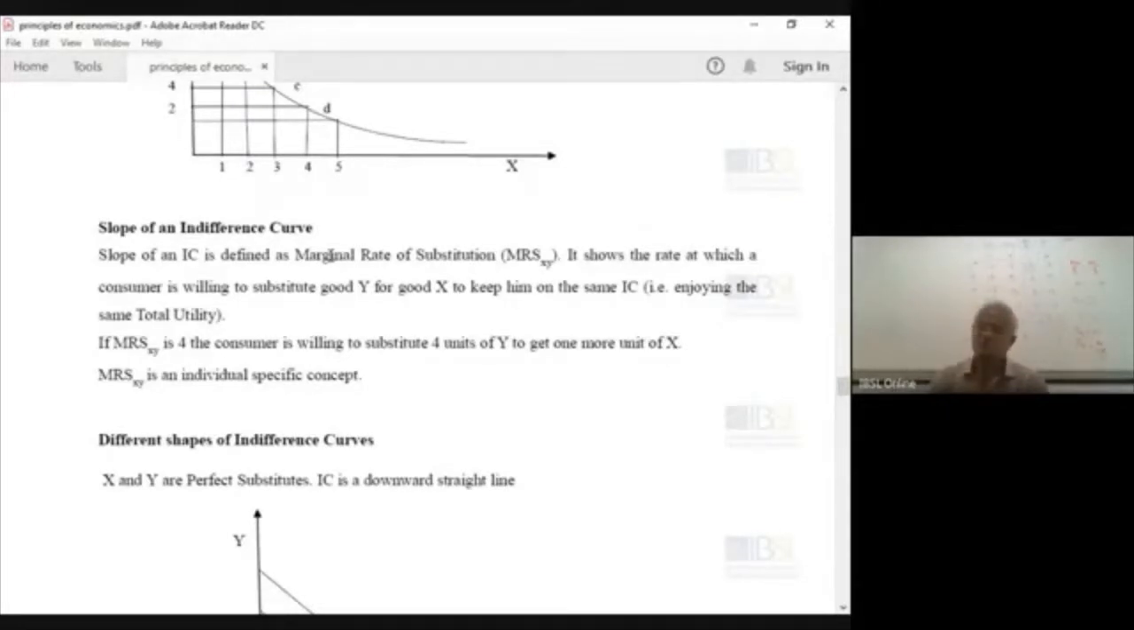If MRS is 3, consumer is willing to give up 3 units of Y to get 1 unit of X and maintain the same total utility. You are on the same indifference curve. If for another consumer MRS is 2, he is willing to give up 2 units of good Y to get 1 unit of X to maintain the same level of total utility, and in other words, you are on the same indifference curve. Let's take this example.